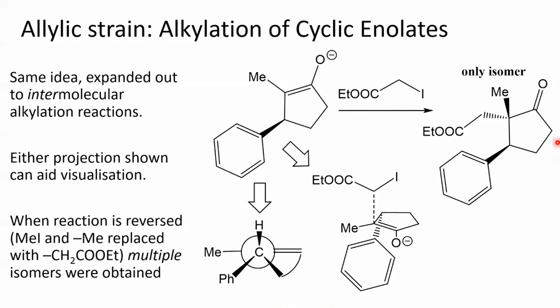and for that reason, we get only this single isomer shown here. One thing that is worth noting is that this steric balance can be easily disrupted. So if we take this reagent and we swap it for methyl iodide, which has a much smaller steric profile, we would actually see multiple isomers being obtained. So it's this combination of two sterically bulky groups clashing that gives us this one isomer situation.